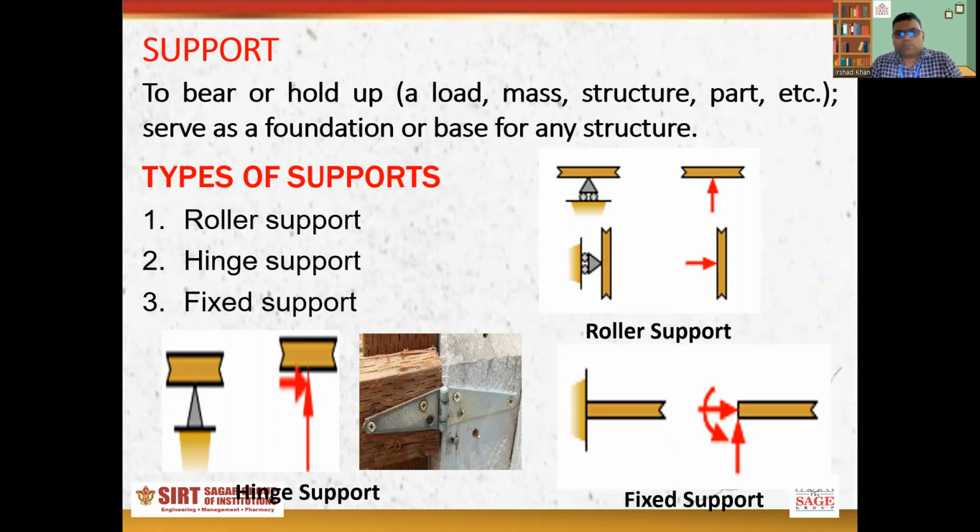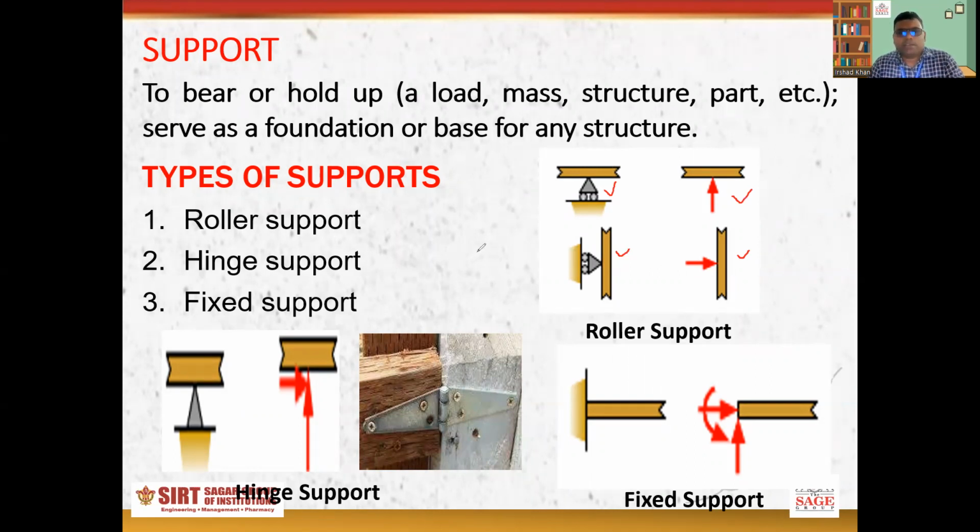The types of support are roller support, hinge support, and fixed support. In roller support, you can see in this diagram, this is a roller support, and this is another arrangement of the roller support, and the right side diagram is a free body diagram of the roller support. If the support is supporting a horizontal structure, the reaction will act vertically. And if it is a roller support to some vertical structure, the reaction will act in the vertical plane.